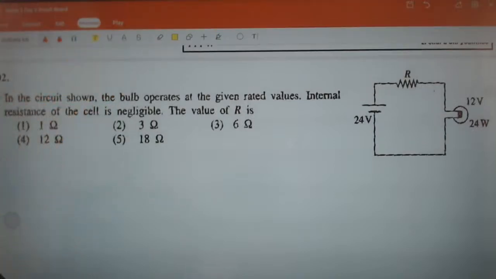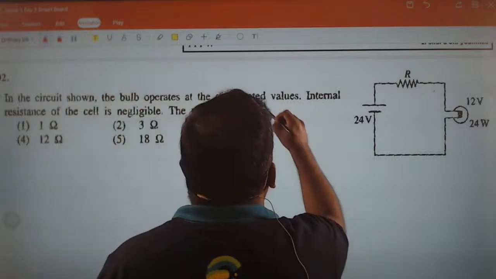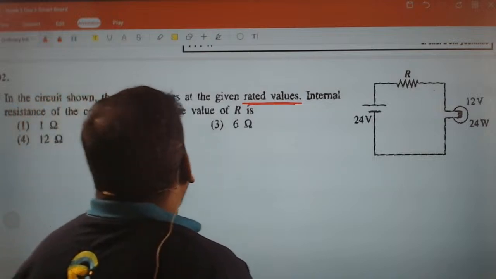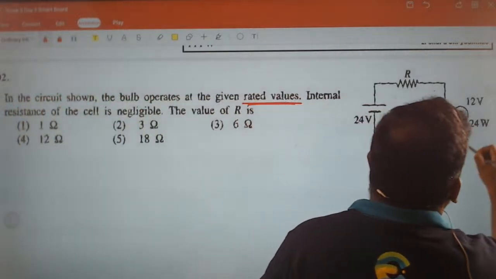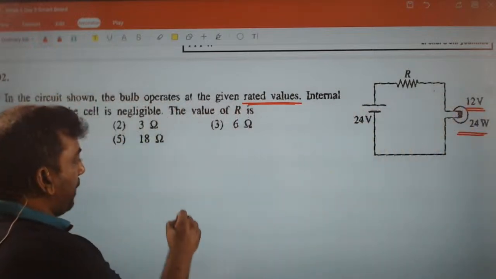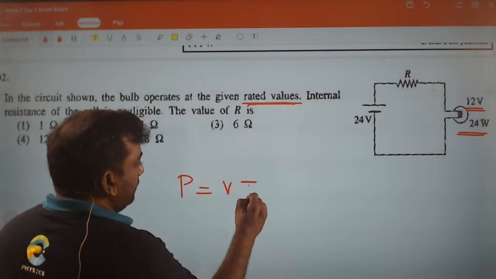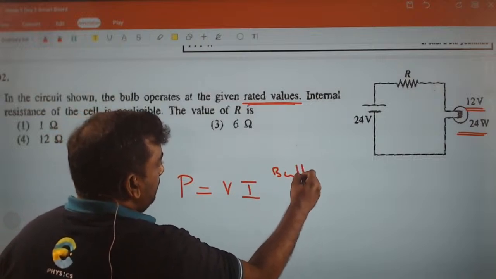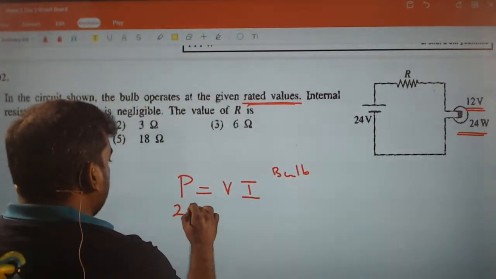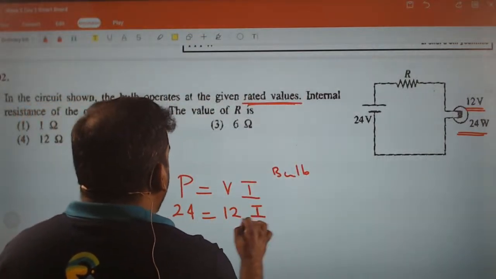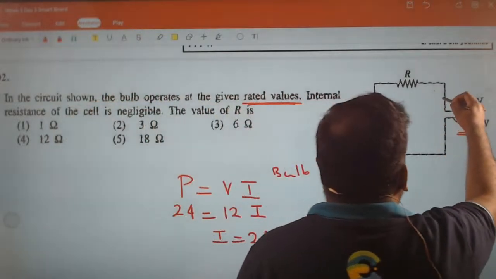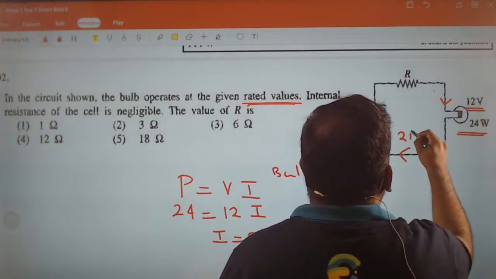In the circuit shown, the bulb operates at a given rated value. Internal resistance of the cell is negligible. The value of R is. What's the rating? 24 watt, 12 volt. So when they give the power, power is equal to VI. This is for the bulb. Power is given, 24 watt, 12 volt. We can find the current. Current is going to be 2 amperes. So current through the circuit here is going to be 2 amperes.